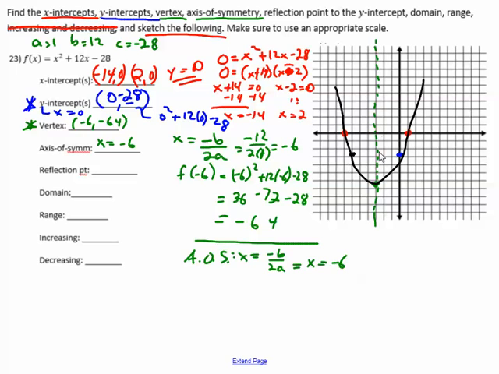The reflection point would be negative 6, negative 28. So that negative 28 is the y-intercept right here, at 0, negative 28. Also at negative 6, negative 28 is our reflection point.